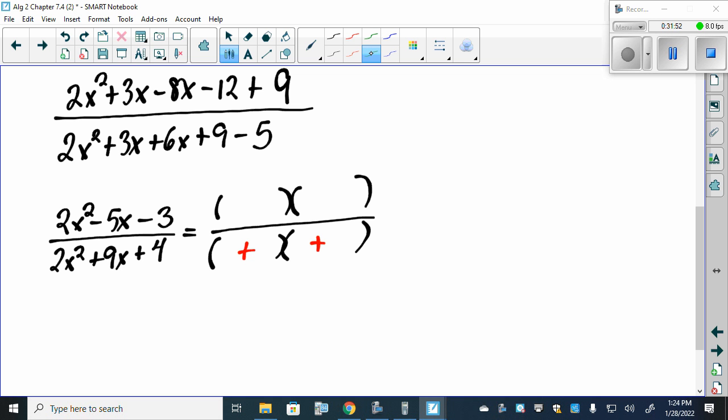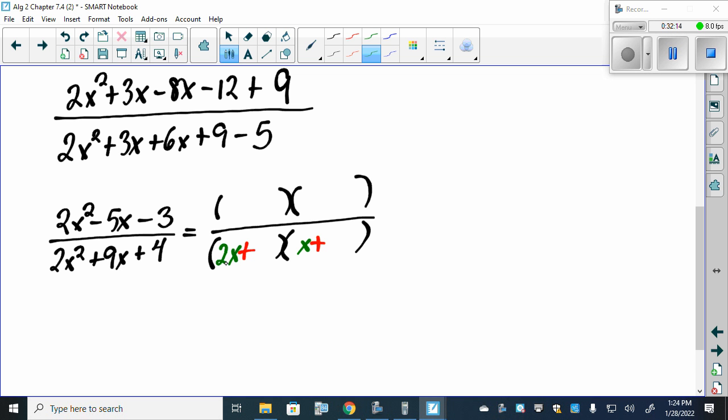Now the factors of 2x squared, well, we will have x and then 2 and 1, because those are the only set of factors. They're both positive, so it really doesn't matter where we put them. We just need to put them in one spot. Now we need to look at the factors of 4. We have 1 and 4 or 2 and 2.